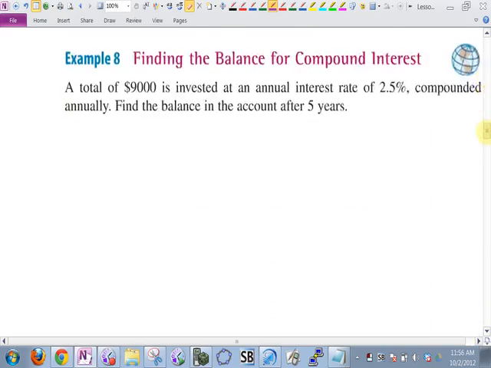Here's a problem. Let's invest $9,000 at an annual interest rate of 2.5%. Let's have that investment compounded annually. How much money do we have in the account after 5 years? Pretty straightforward. We start with our formula A equals P times (1 plus R over N) to the NT. So this becomes A equals 9,000 times (1 plus 0.025 over 1) to the 1 times 5. And that's it. You just plug away in the calculator.